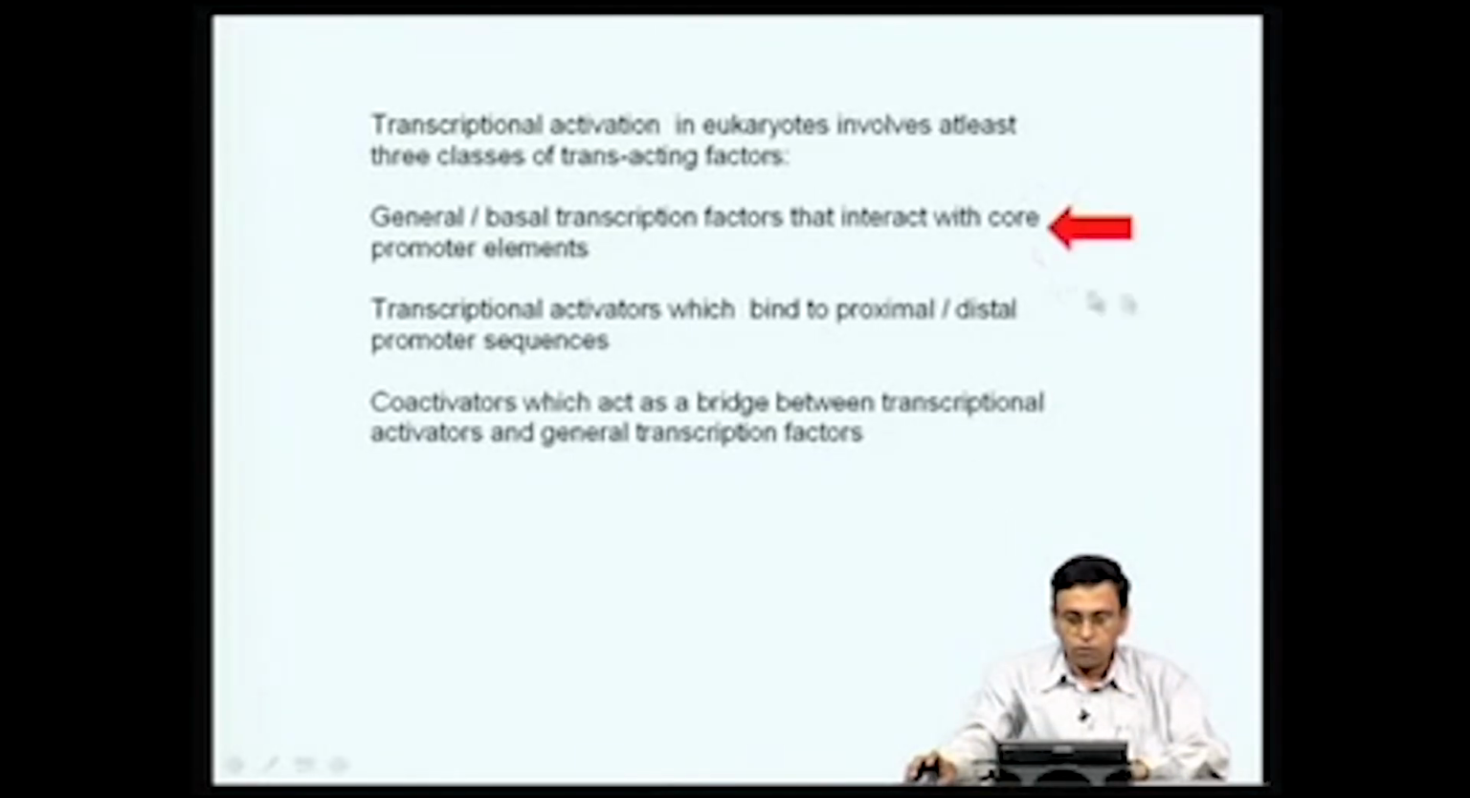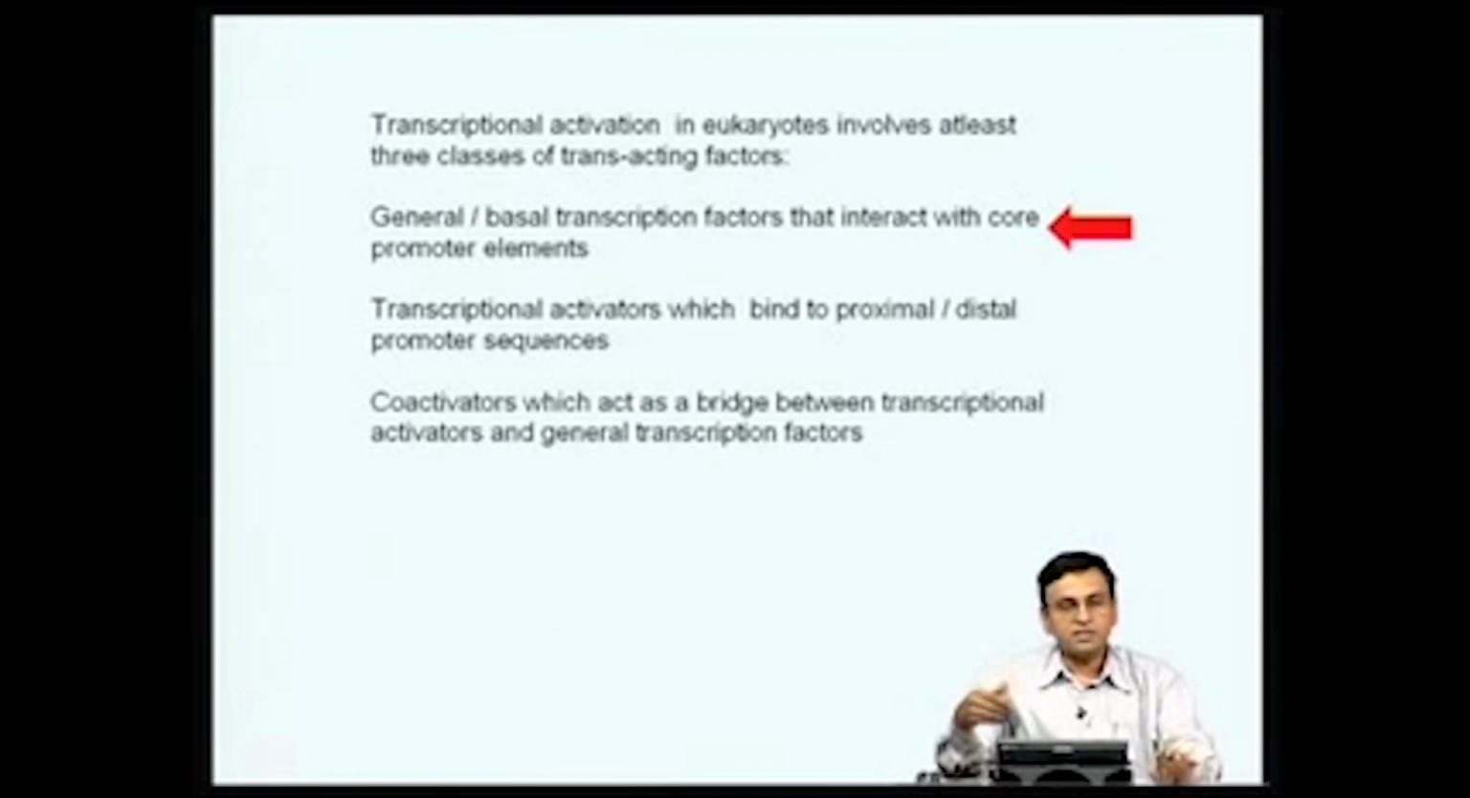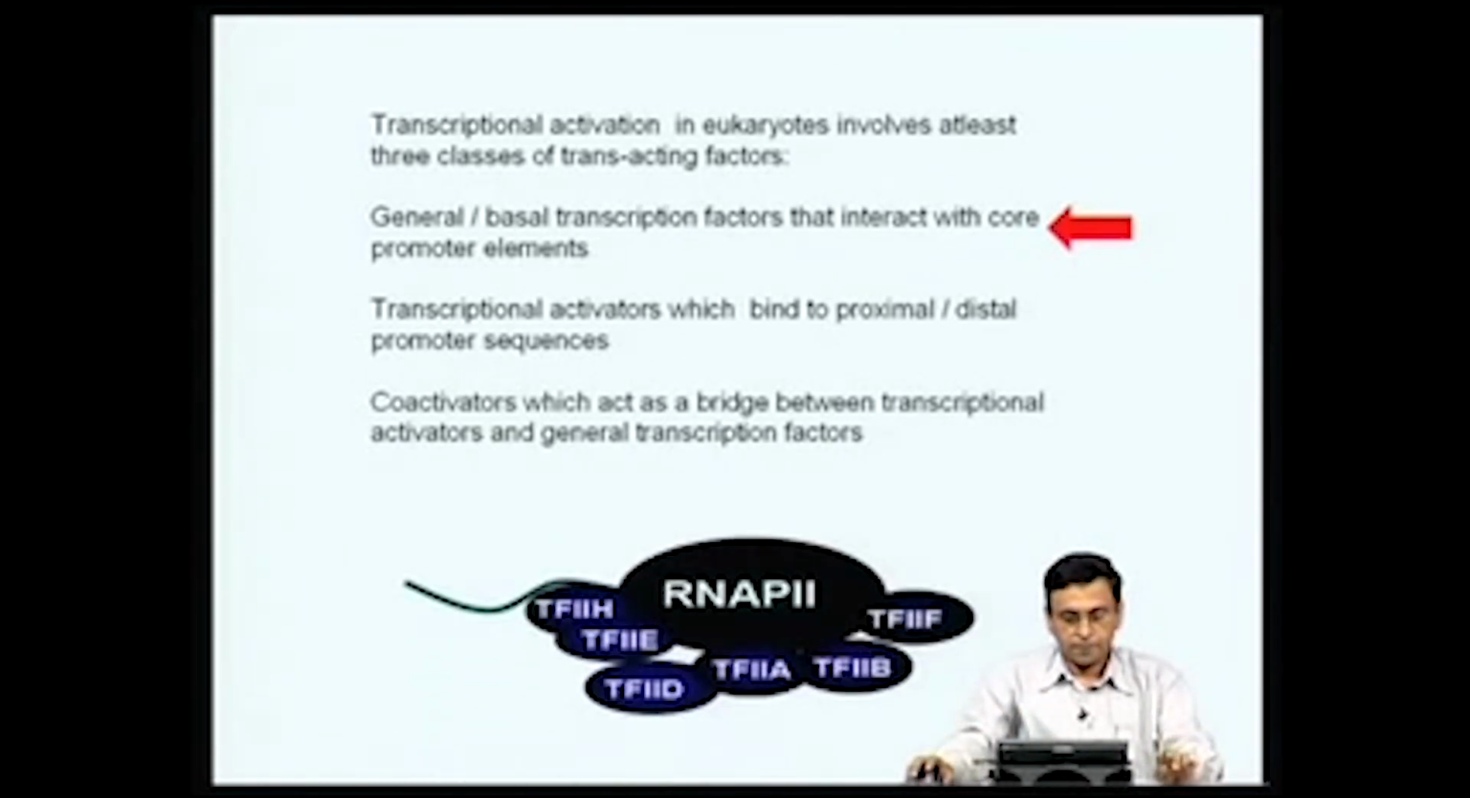So, today's talk will focus only on the general transcription factors which bind to the core promoter elements, and how variations in the general transcription factors can also contribute to differential gene regulation. Now, we mentioned in the first class very briefly how RNA polymerase in conjunction with 6 general transcription factors, namely TFIIA, B, D, E, H and F, can bring about transcription initiation in eukaryotes.